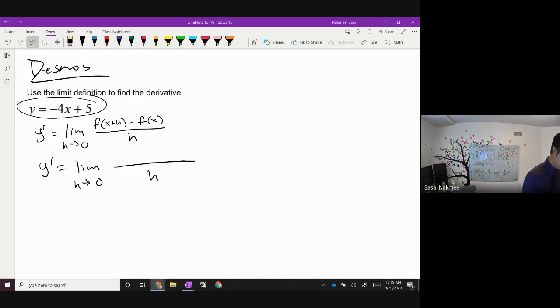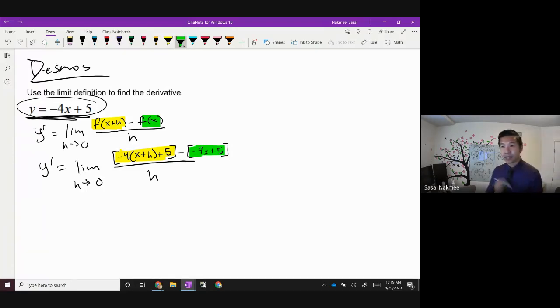You ready? The first function is the f function, but evaluated at x plus h. So the first function is this guy right here, y is equal to negative 4x plus 5, but evaluated at x plus h. So I would write this out as negative 4 times x plus h plus 5. That would represent that part. Minus f of x by itself, which is just going to be negative 4x plus 5. And that would be this one. That's the setup, guys. That's what it should look like.